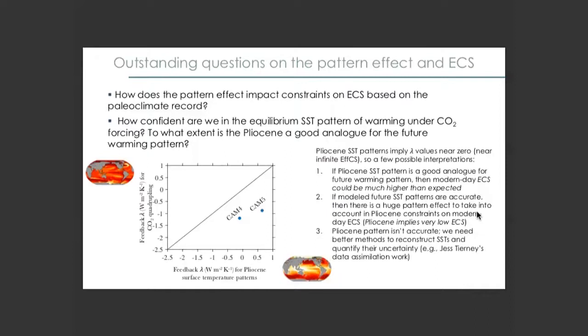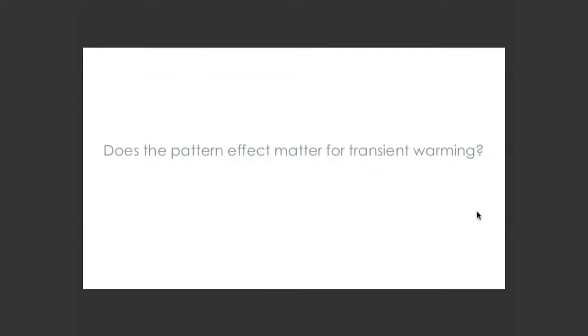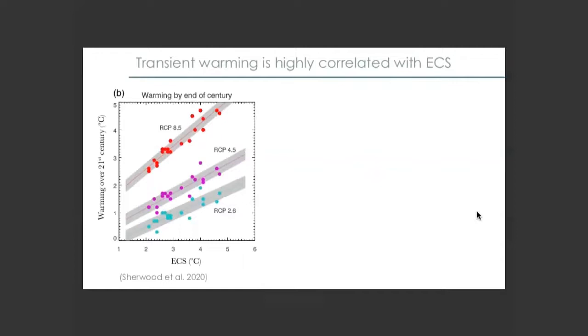I want to move on now to thinking about the pattern effect in transient warming. I think it's usually been framed as just a way to correct climate sensitivity, but I want to show you five or six examples of why I think it's also important for transient warming in the recent past and transient warming in the future. So climate sensitivity, that is equilibrium climate sensitivity, is often framed as the only thing you need to understand transient warming in the next, say, 100 years.